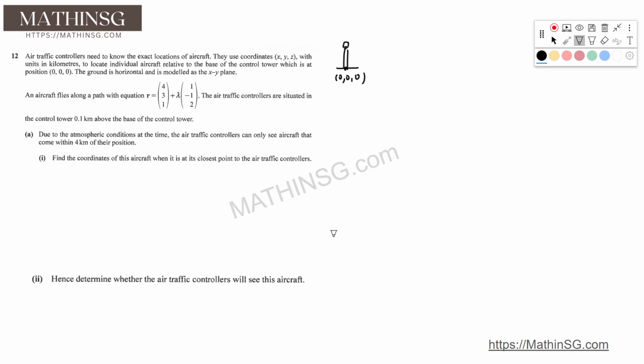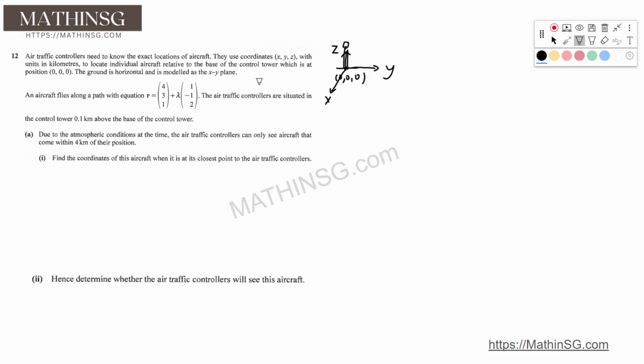Okay, then the horizontal ground is modeled in XY coordinates. So in other words, the Z coordinate is the vertical one, the height is in terms of Z. Now an aircraft flies along the path with equation r equals to this. So this is the equation of the line. The air traffic controllers are situated in the control tower 0.1 kilometer above the base of the control tower.